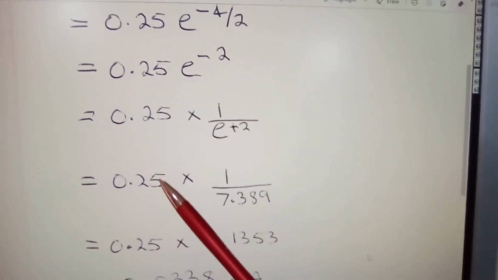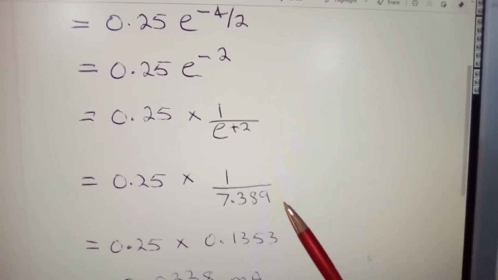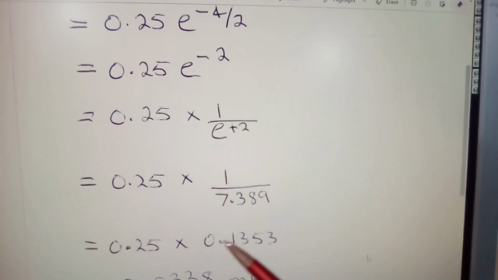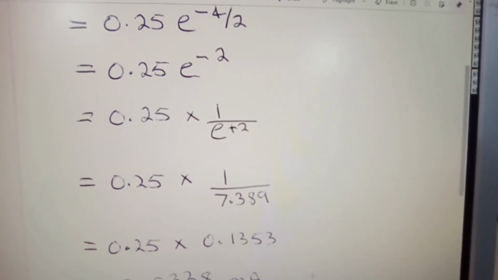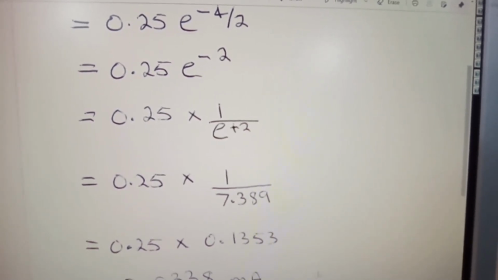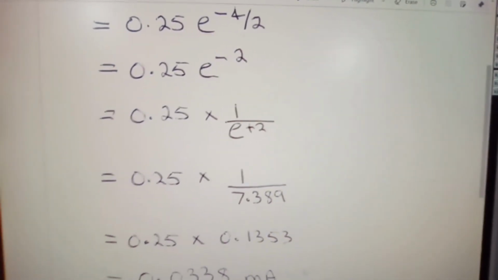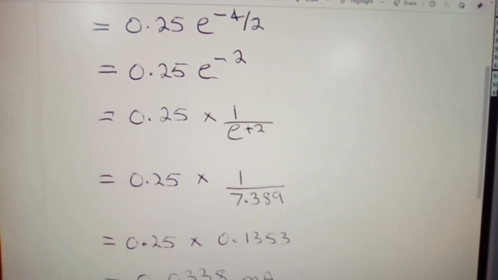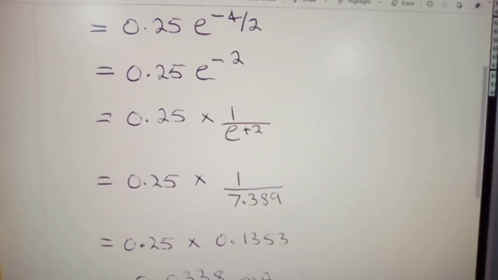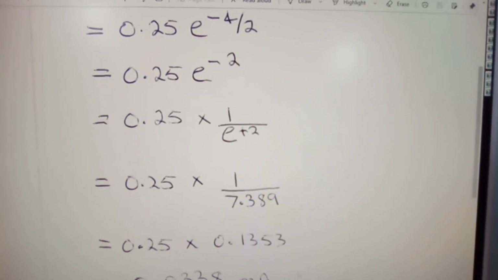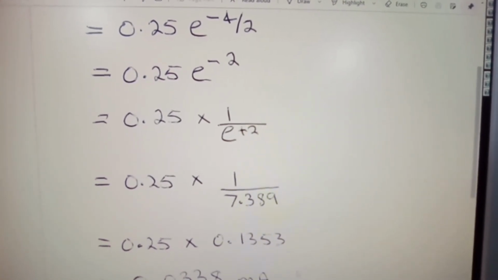And here we have 0.25 times 1 over 7.389. And you've seen this before, okay? And 0.0338 milliamps. Now again, make sure that you have got the values correct, and it is milliamps. I could be totally wrong. I could be miscalculating it myself. I could be misreading my own calculations. So check, check, check. It is your responsibility to check, check, check, and ensure it is correct.